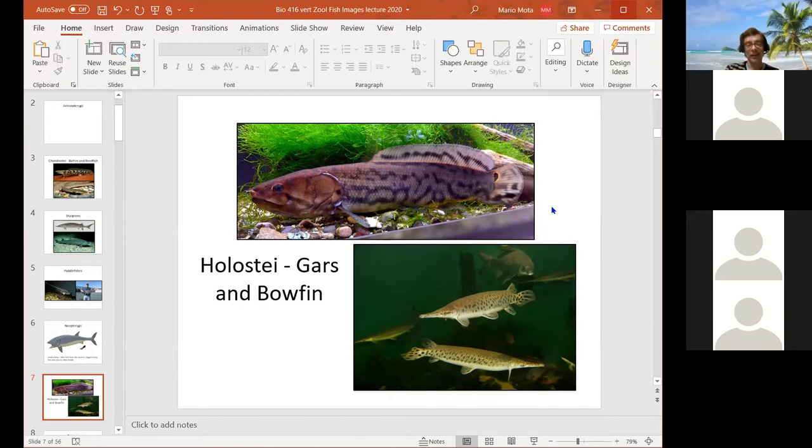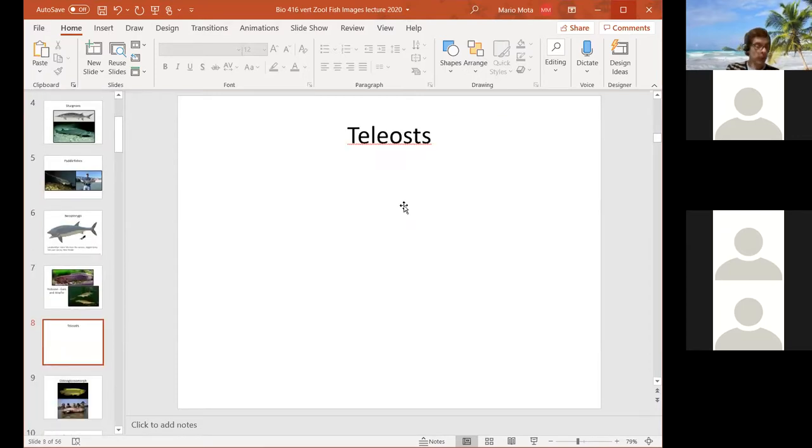But if you ever see one of these, they can live in murky water, and they can just come up and grab oxygen. But they're mean. They have a lot of teeth. Okay, so then we go to teleosts.